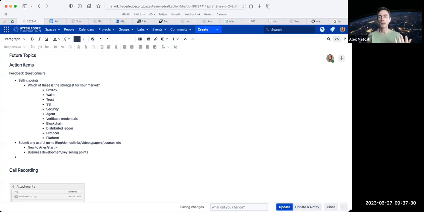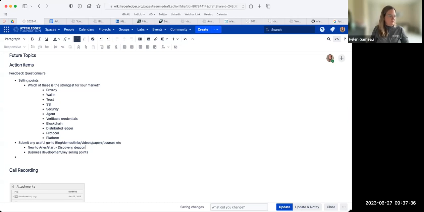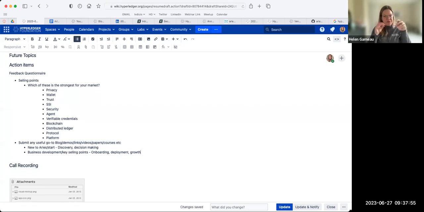One is still discovery and decision making. The other one is onboarding, deployment, growth kind of. And so we'd have two sections, and then they can fill in what it is.